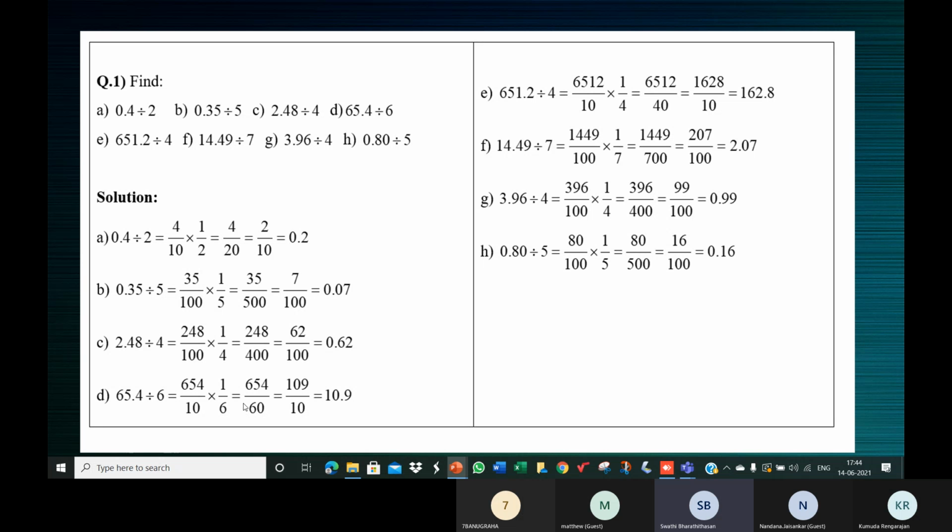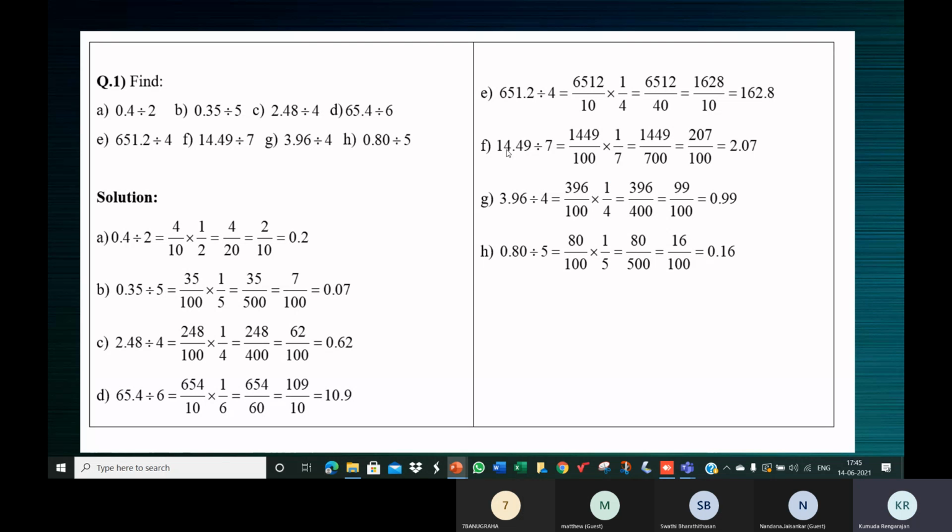So when we simplify it by 6, we will get 109 by 10. As there is only one digit after the decimal point, we will get 10.9. Yeah, so you keep simplifying. When you get 10 or 100 or 1000 in the denominator, stop simplifying. Even if it is possible to simplify, we stop there. And then we adjust the decimal point to find the decimal value. So that's how all this works.